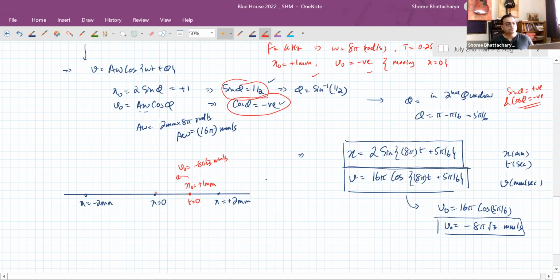Okay. Now we have to also find out the other things, that when it reaches the origin, when it reaches that side and all that. So that you have to interpret from the next part of the question. Okay. So the first part of the question is this. So this is amplitude on the positive side. This is amplitude on the negative side. You can see the time period is 0.25 seconds because the frequency is 4 hertz.